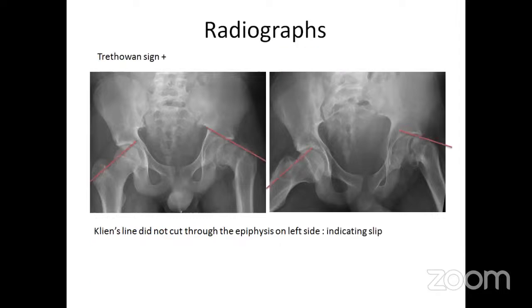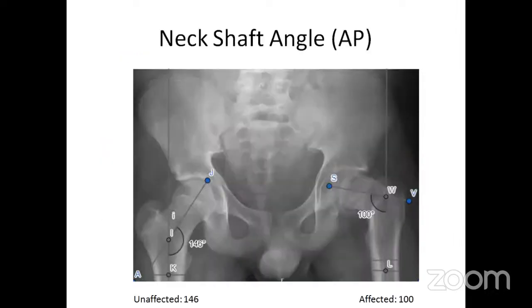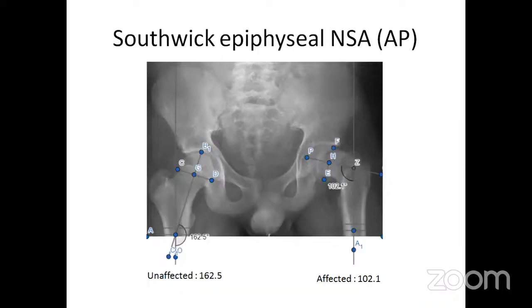When we draw the Klein's line, we see that it does not cross through the epiphysis on the left side, indicating that it is a slip, and the Trethowan sign is positive. We calculate the neck shaft angle in the AP views. It is reduced on the affected side, that is the left side. We see the Southwick epiphyseal neck shaft angle on the AP view, and that is also reduced on the left side. When we calculate for the severity, we see that it is a little over 60 degrees, indicating that it is a severe slip.